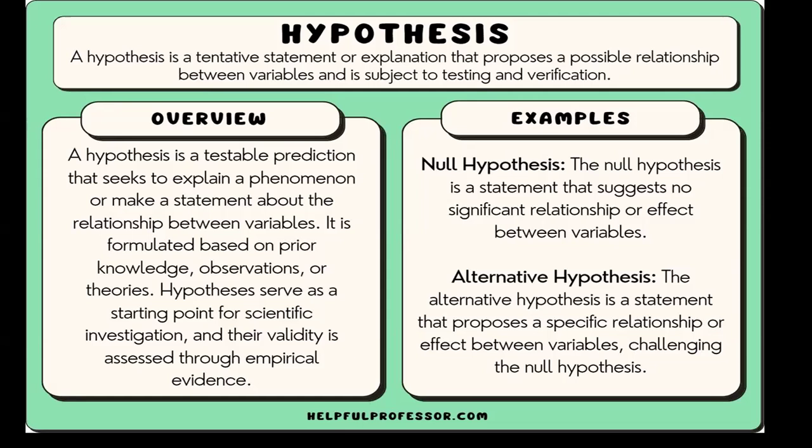Hypotheses are of different kinds. That is the null hypothesis, and it can be the alternative. One of the hypotheses is the actual one, a statement that clearly defines the relationship between two different variables. The alternative hypothesis is the opposite of that one. The alternative hypothesis is a statement that proposes a specific relationship or effect, challenging the null hypothesis. And what is the null hypothesis? It suggests no significant relationship or effect between variables. An alternative hypothesis is the one that declares the relationship between the two variables.